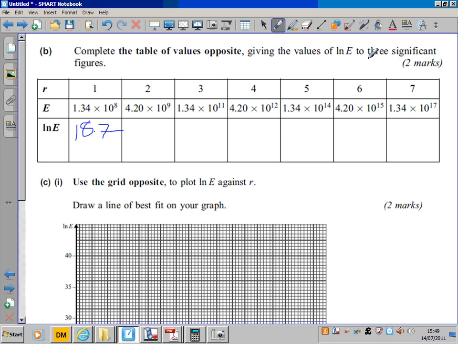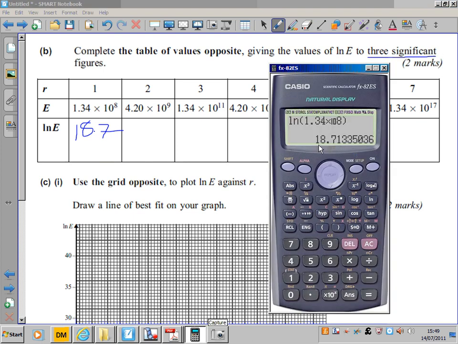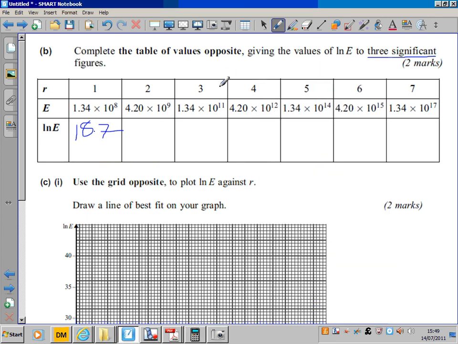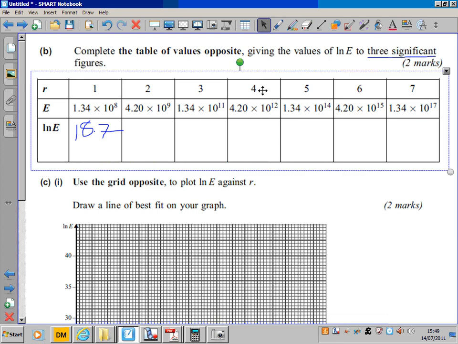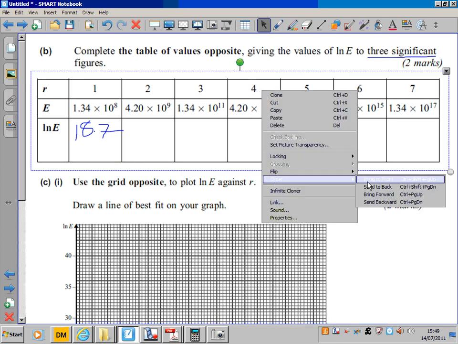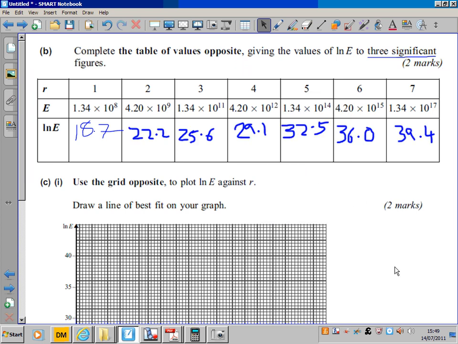Notice it says 3 significant figures that they want the answer to. So on here you've got 18.71, so that's going to be 18.7 to 3 significant figures. Okay, so then you just need to fill in the rest of the table, like so, with all the other values. So again, make sure you write it to 3 significant figures. For example, this one here, 36.0, the 0 in this position counts as a significant figure there.